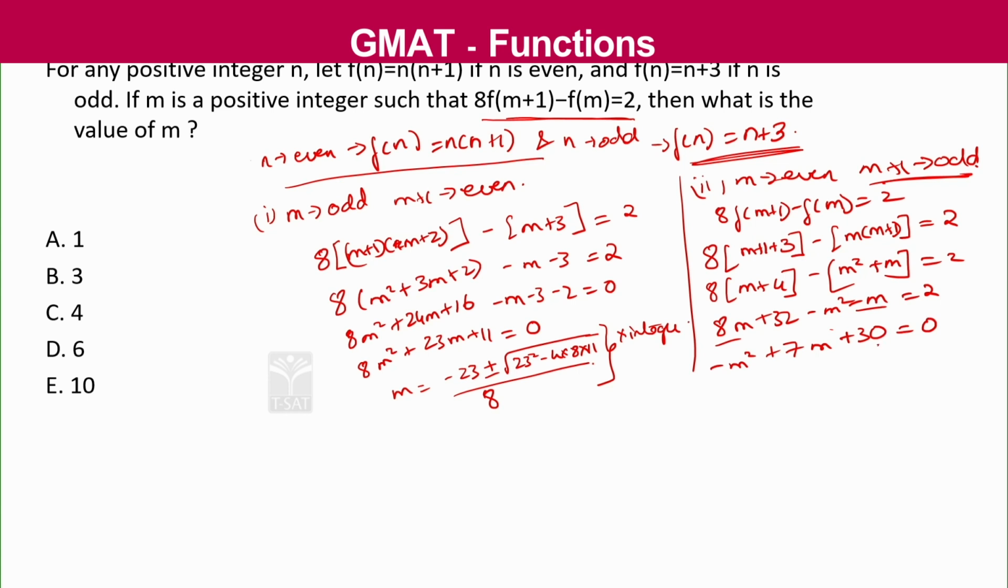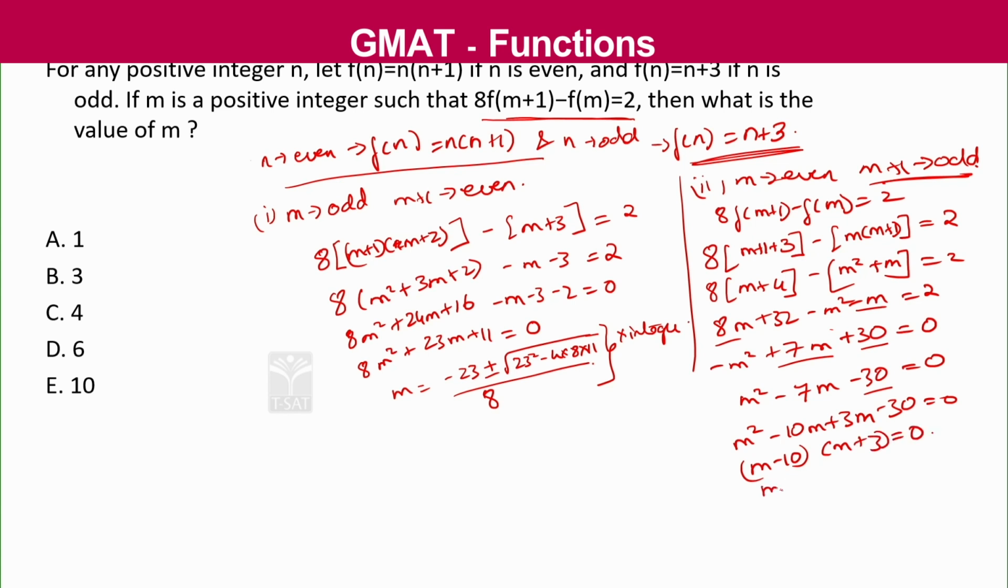From here, 30 is 6 times 5 and 3 times 10, so we can easily calculate. Let's multiply by -1: m² - 7m - 30 = 0. This is the equation, and 30 is 3 into 10. So, you can write m² - 10m + 3m - 30 = 0. So, you will have (m - 10)(m + 3) = 0. And so, either m = 10 or -3, but you are given that m is a positive integer. So therefore it cannot be -3, therefore m = 10, which is option E.